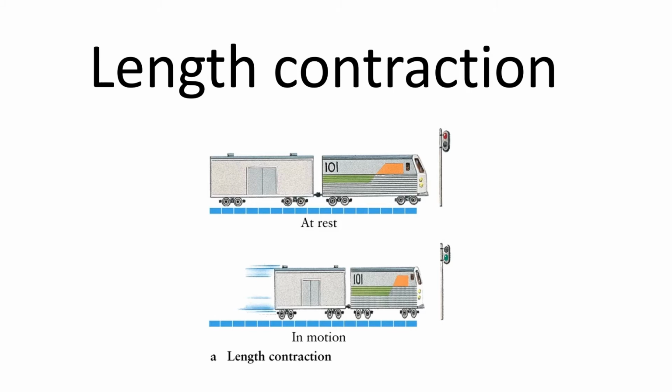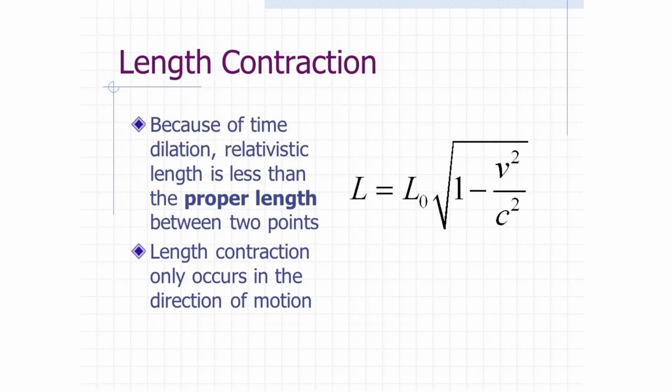Besides time being affected, length is also affected. Length of things moving at a high rate of speed is contracted or shortened. And that can be calculated. Here's the calculation for that.